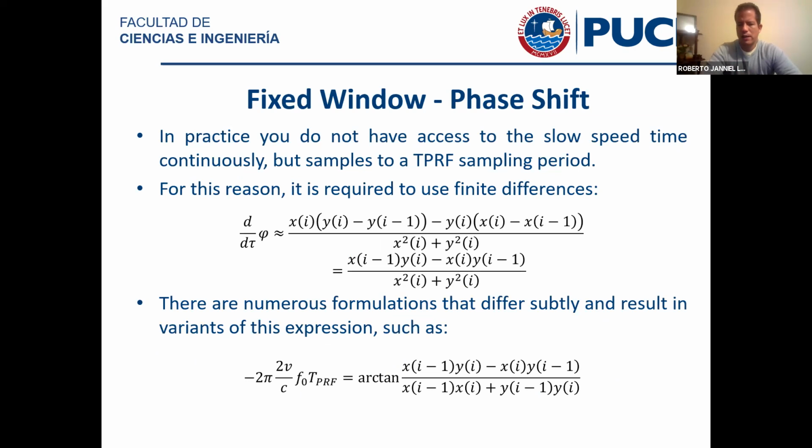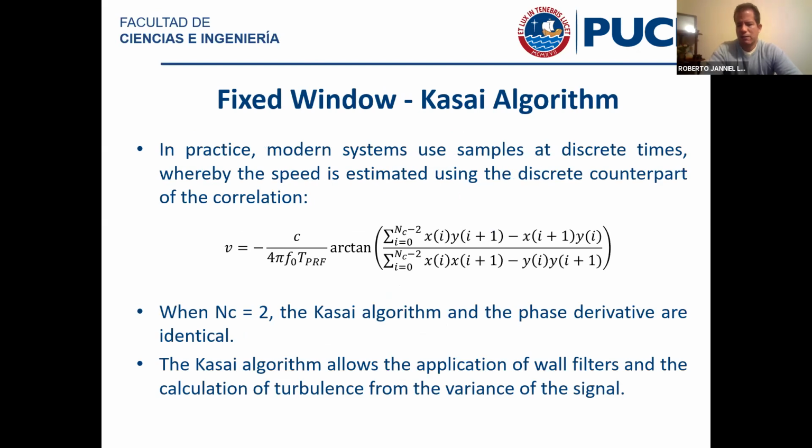The 4 pi V divided by C times F naught times TPRF equals arctangent of this. So that's exactly the same thing that you end up having in here. Okay, so they're both the same, and that's kind of neat. That's good that it's the case, because they have self-consistency. Which, remember, I always tell you, it's good to check for limiting cases, to see if things actually do something meaningful along the lines of what you think it should do.